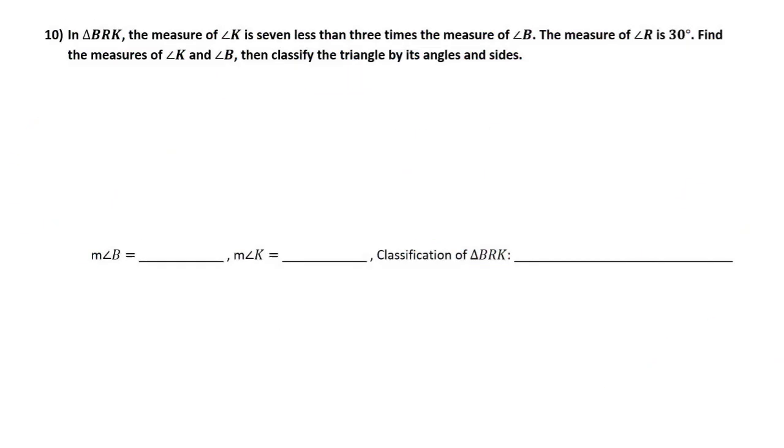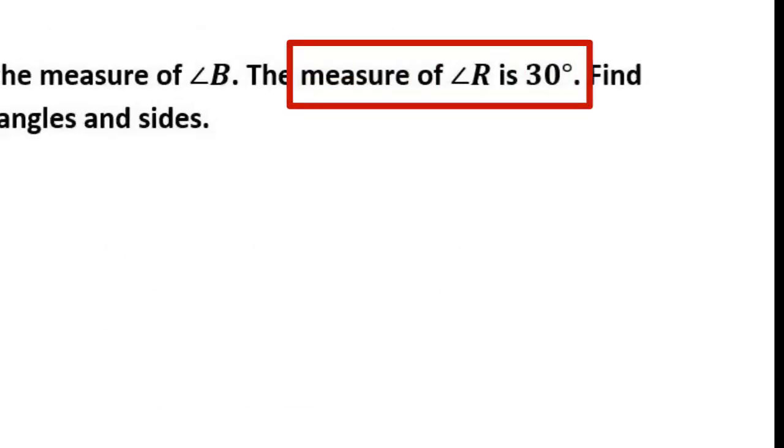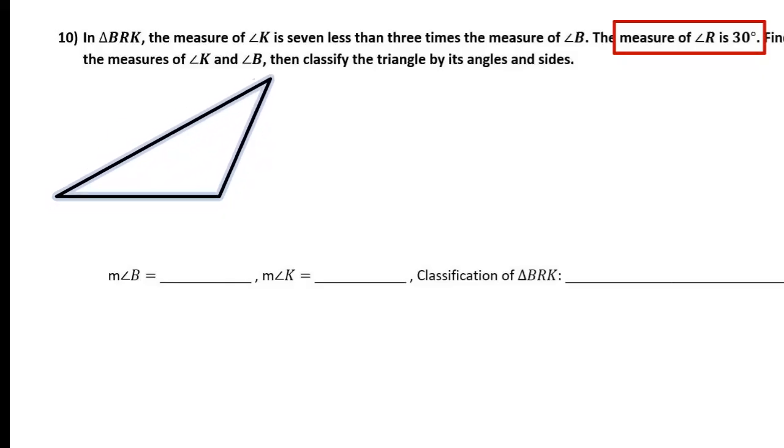In triangle BRK, the measure of angle K is 7 less than 3 times the measure of angle B. The measure of angle R is 30 degrees. Well, they told me that one. I'm going to draw a triangle, something like this.